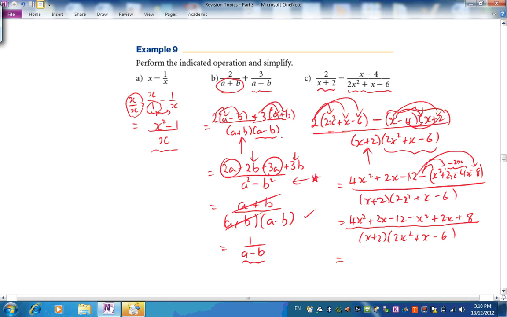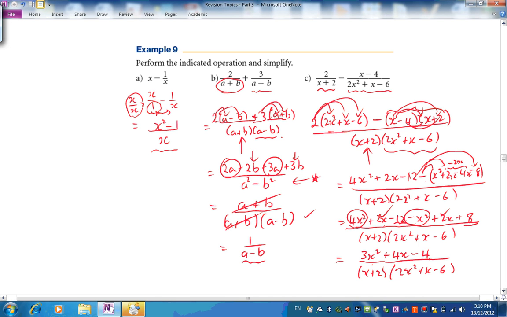All right, now we can collect up like terms. 4x squared take x squared is 3x squared. 2x here plus 2x is 4x. And then negative 12 plus 8 is negative 4. All over x plus 2 by 2x squared plus x take 6.